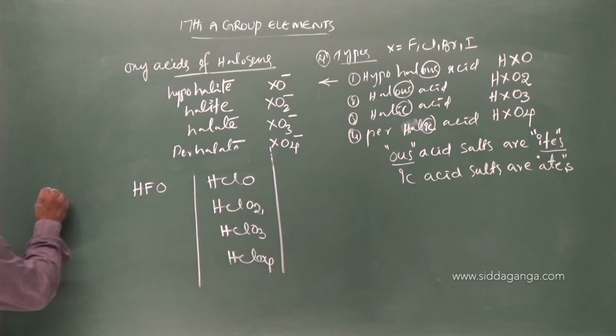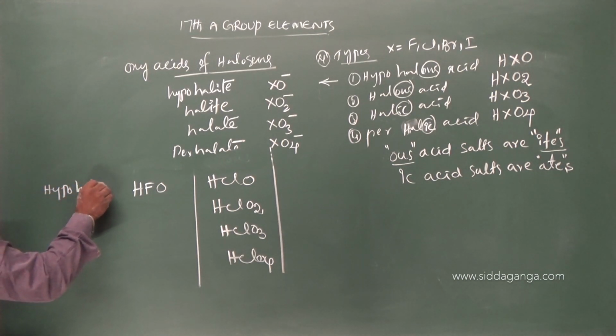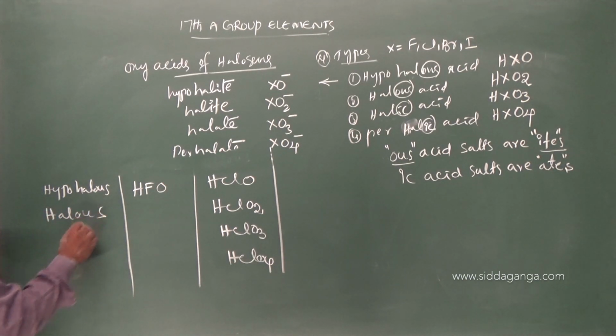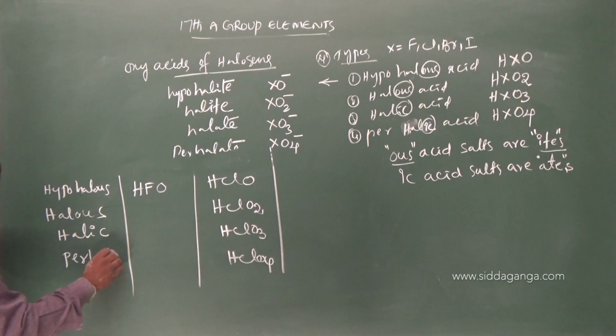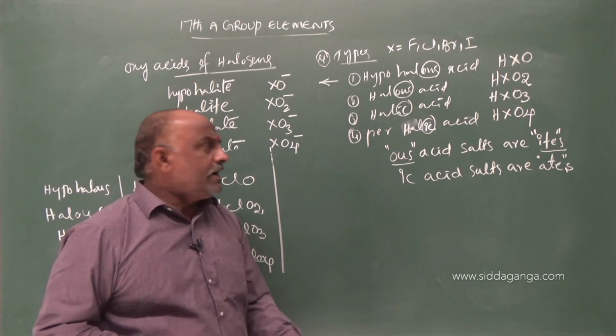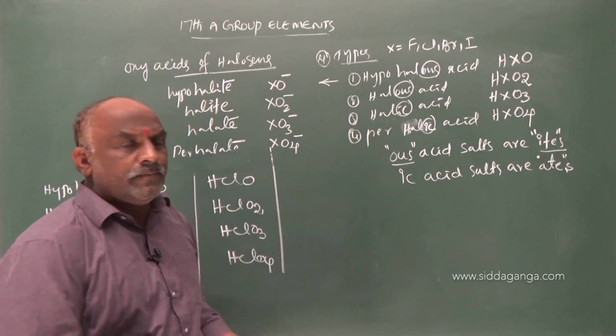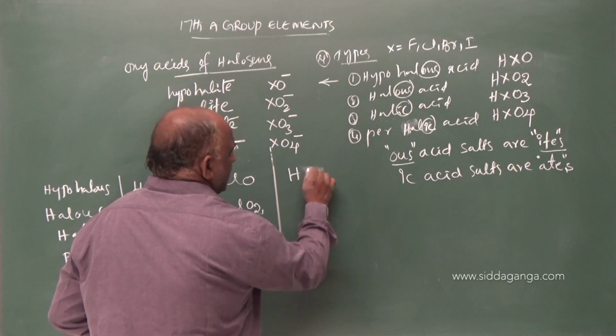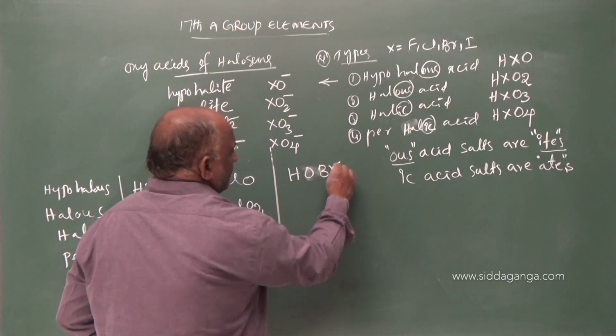Here this is hypohalous. Next category, halous. Next is halic. Last one is perhalic.